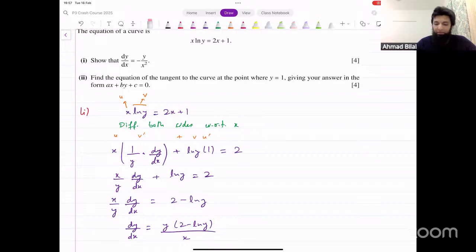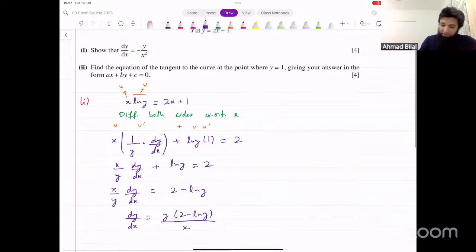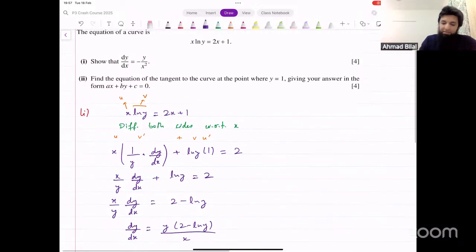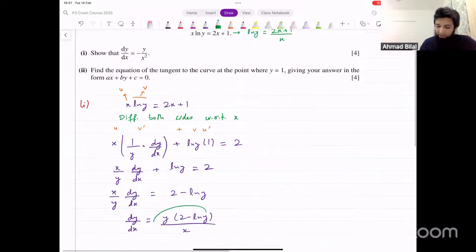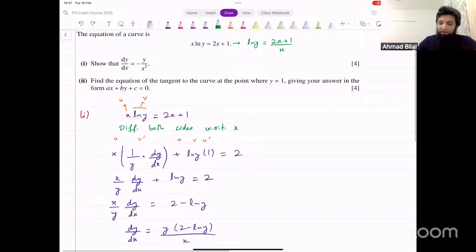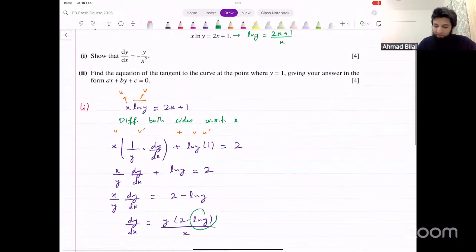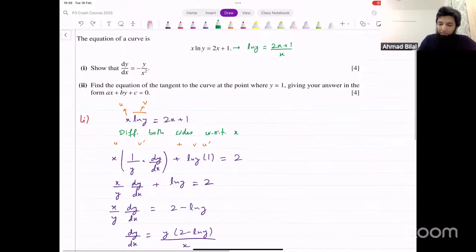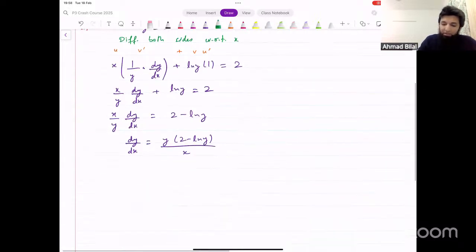One way to get rid of this log here could be that in this original equation, if I were to make ln y the subject, that gives me 2x plus 1 over x. At this step here, in place of ln y, I can input 2x plus 1 over x. Okay. Why? Because I want to get rid of this ln y. How do I do that? And this is the equation that connects y and x. If I make ln y the subject from there, I can write that as 2x plus 1 over x. So that's what I do here.